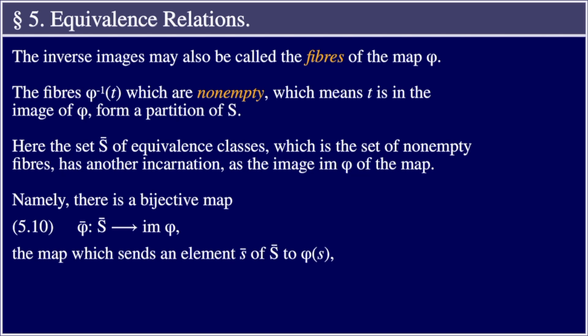The inverse images may also be called the fibers of the map phi. The fibers phi inverse of T, which are non-empty, which means T is in the image of phi, form a partition of S. Here the set S bar of equivalence classes, which is the set of non-empty fibers, has another incarnation as the image of the map phi. Namely, there is a bijective map, 5.10, phi bar mapping S bar to the image of phi, the map which sends an element s bar of S bar to phi of s.